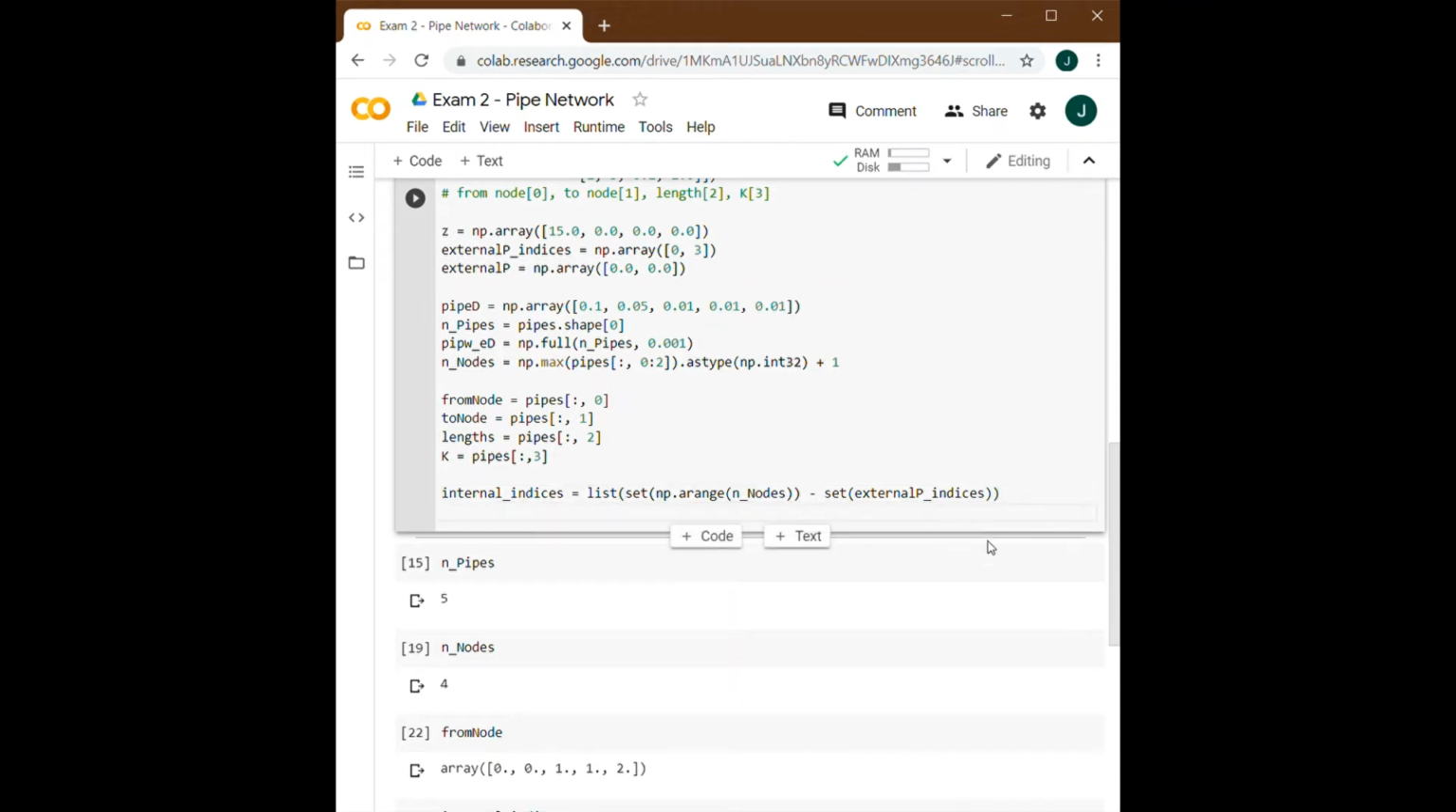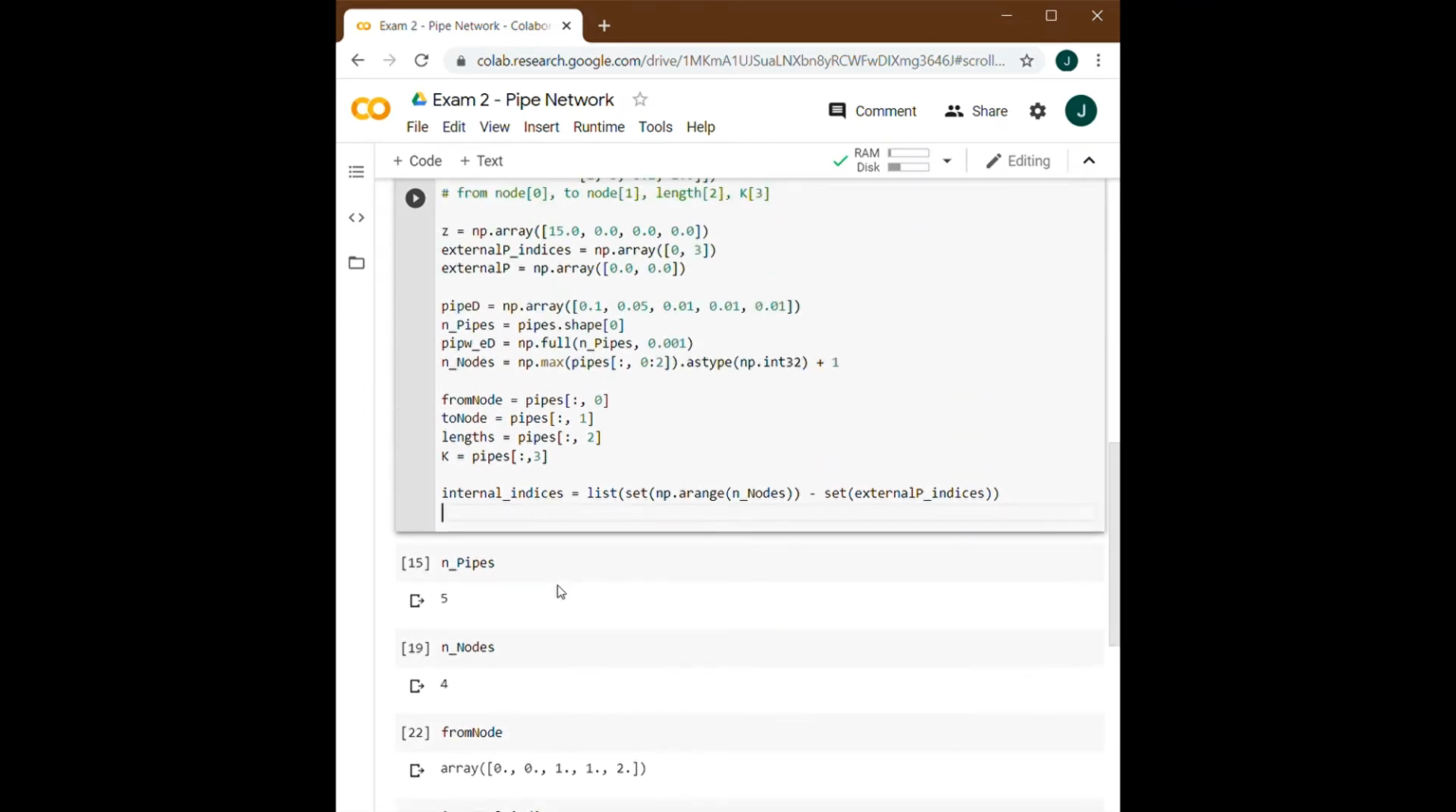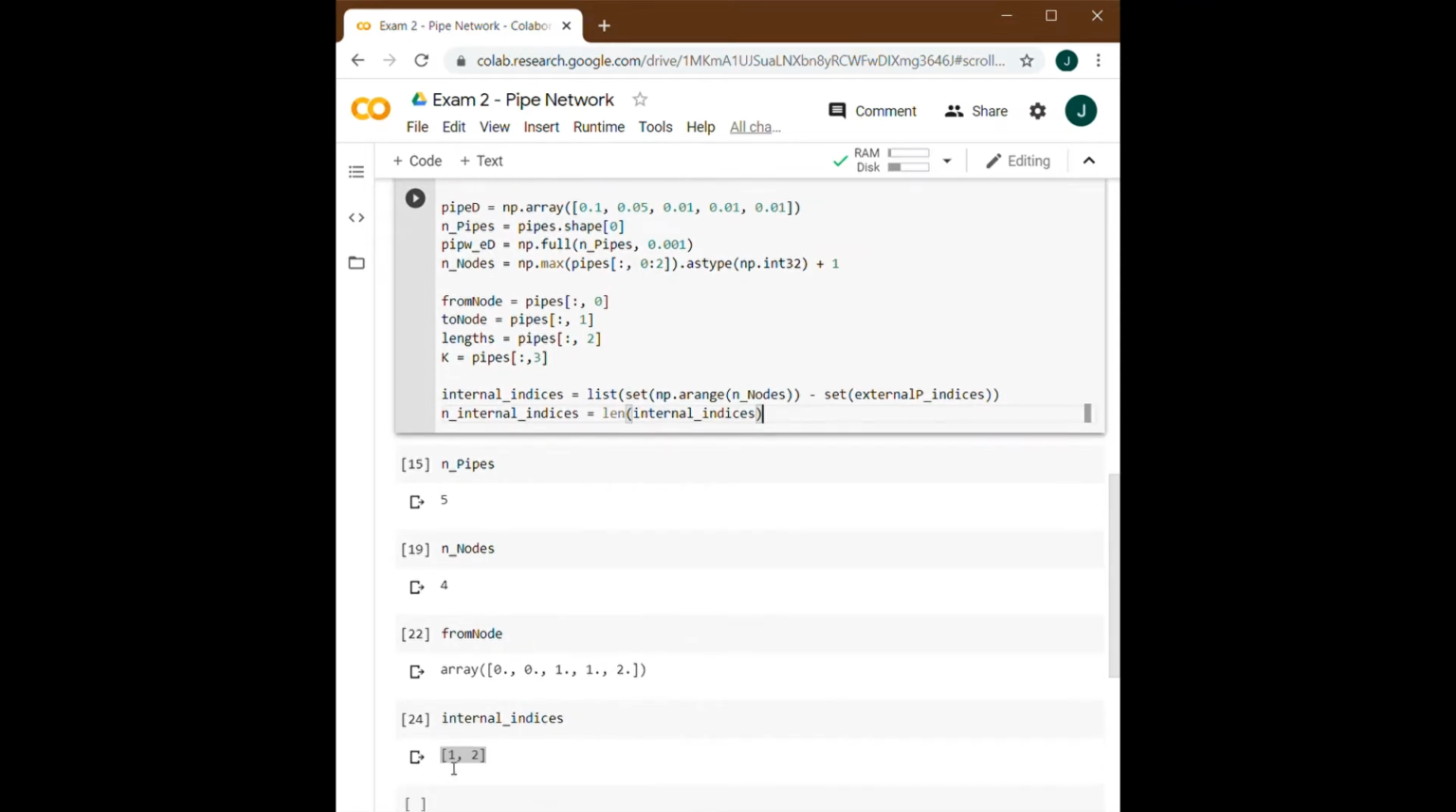And now that we have a list of internal indices, or an array of internal indices, excuse me, we can find the number of internal indices by just doing the length of that list. And that'll simply give us the amount of objects within that list. So it'll give us 2 objects.